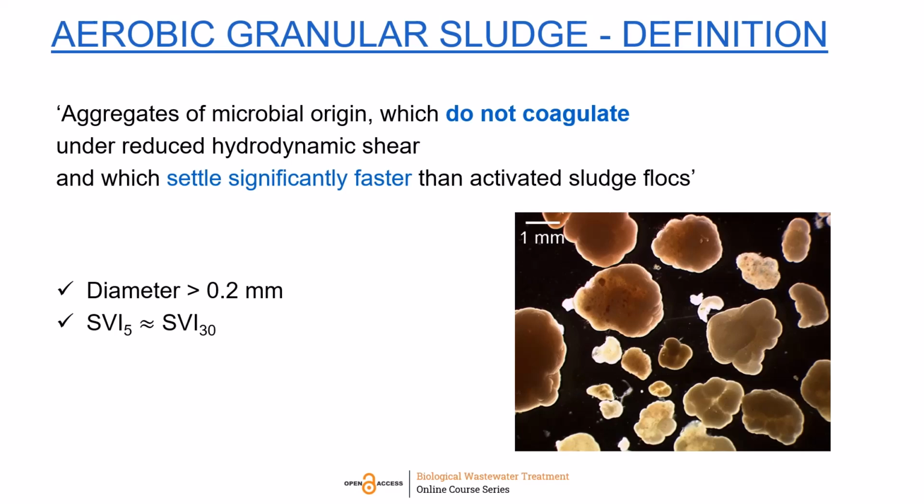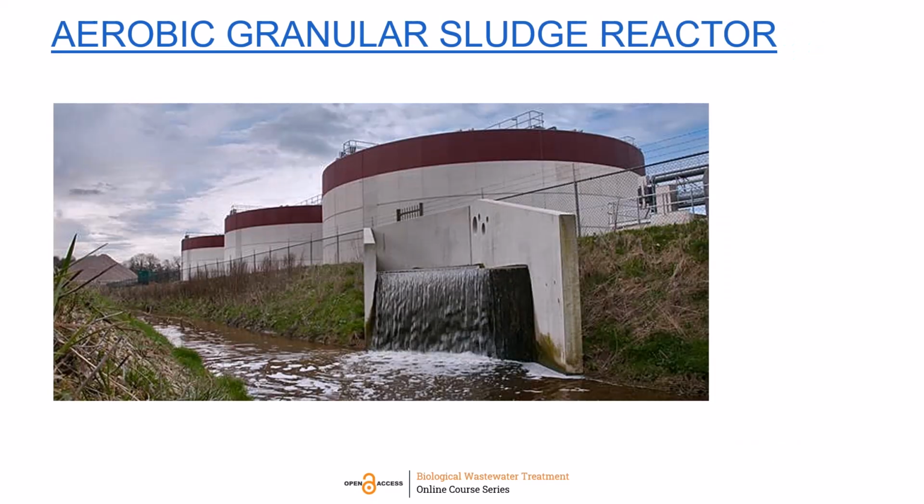The sludge volume index, or SVI, is the volume occupied by 1 gram of sludge after settling for a certain time. For aerobic granules, the volume taken up after 5 minutes of settling is about the same as the volume which would be taken up after 30 minutes of settling. So the SVI 5 is about the same as the SVI 30. This is a scientific way of expressing that granules settle very well. Another important feature of aerobic granular sludge is that there is no compression of the settled sludge, unlike for activated sludge. Okay, so we know what aerobic granular sludge is.